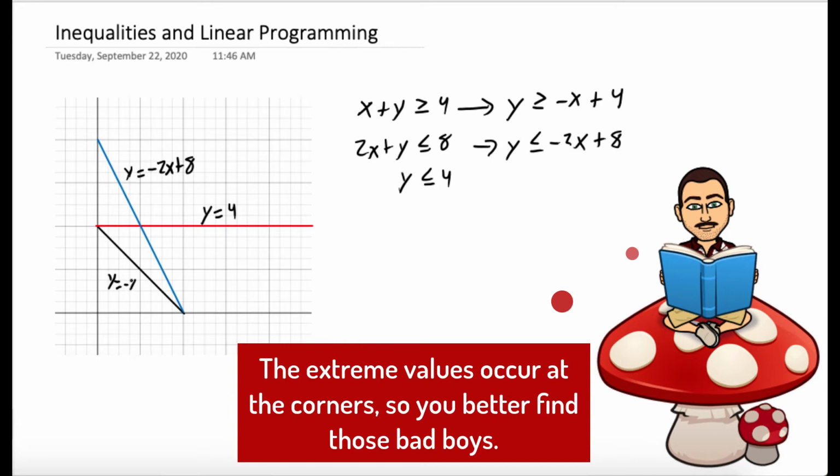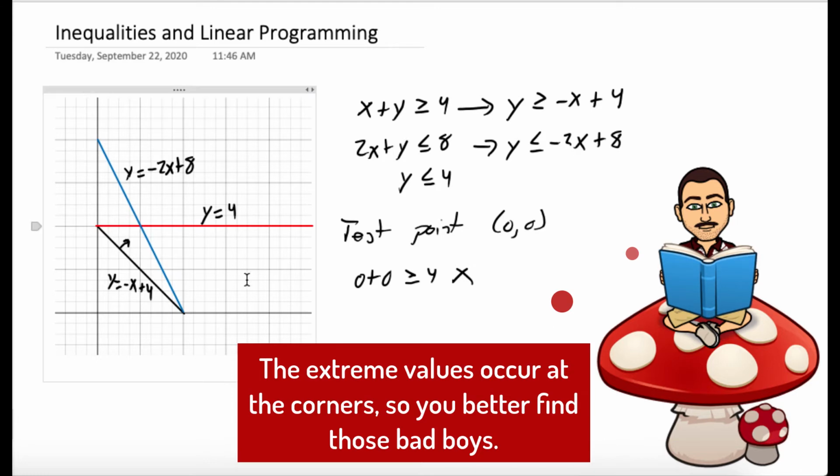All right, so now we need a test value to see where do we shade. Okay, so let's just use the origin. And so, is it true that 0 plus 0 is greater than or equal to 4? No, it's not. Okay, so we shade above the black line. We shade above y equals negative x plus 4.